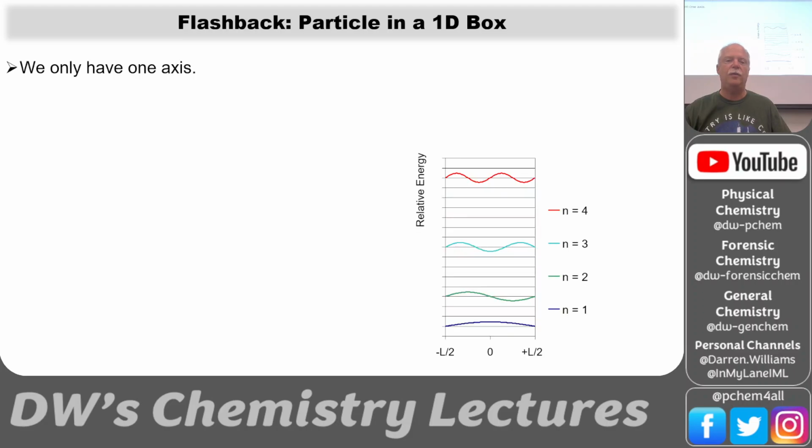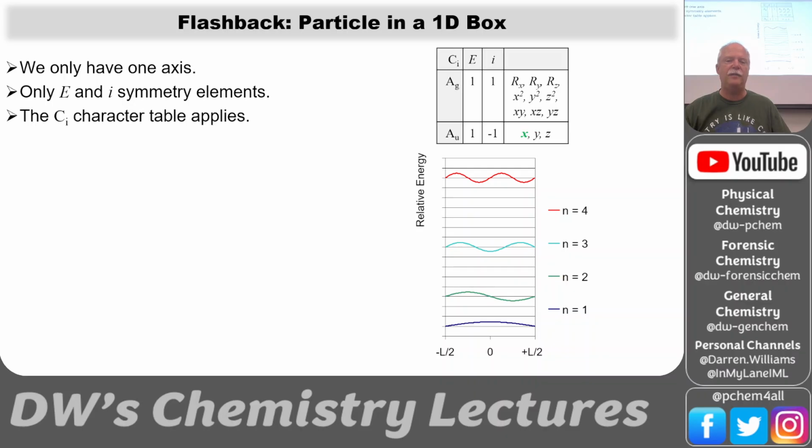So let's go back and do the particle in a box just to review. We only have E and i symmetry elements. So we don't really have a molecule, so we couldn't really do the flow chart on this one. We just had to say, what can I possibly do to this wave function? And all I can really do is invert it, because it's just one axis. You can't rotate it to another axis. You can't do anything else. So we can just invert it. So we just have the Ci point group and the Ci character table, really just done by inspection.